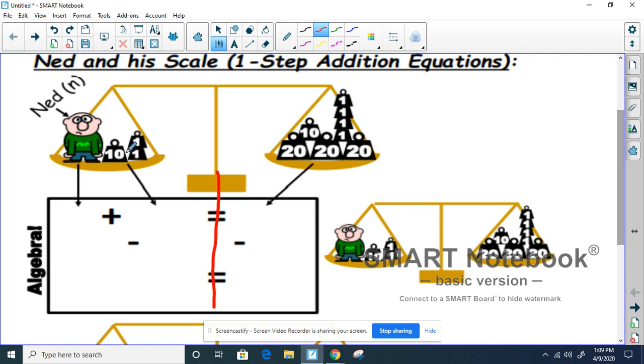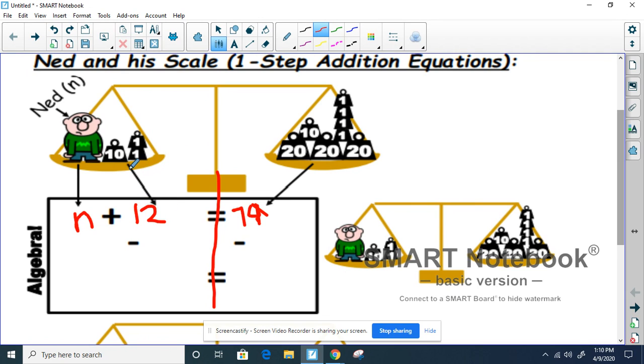On the left side, we have Ned here, and we're going to call Ned N. He is our variable. We don't know how much Ned weighs. He's what we don't know yet. And we have an extra 12 pounds. So Ned and 12 pounds is equal or the same as the 74 pounds on this other side.